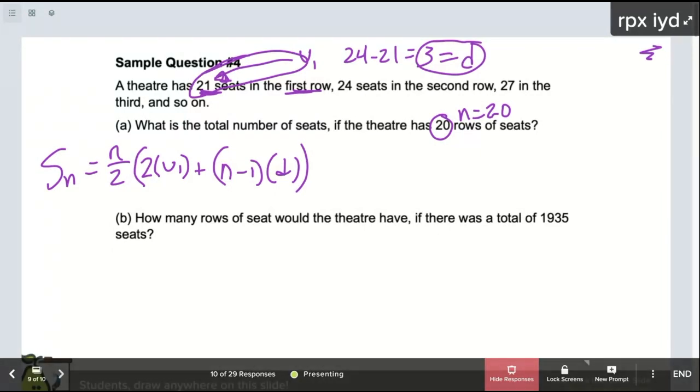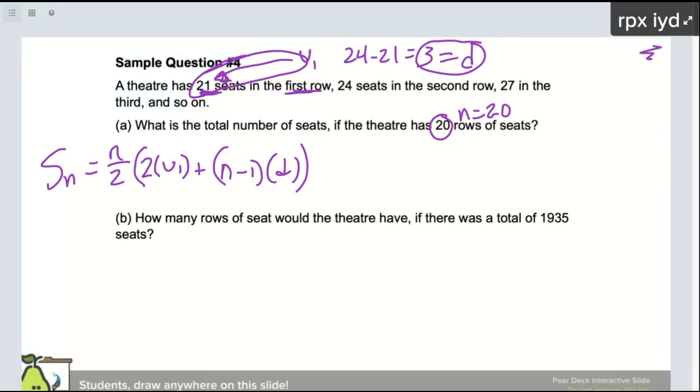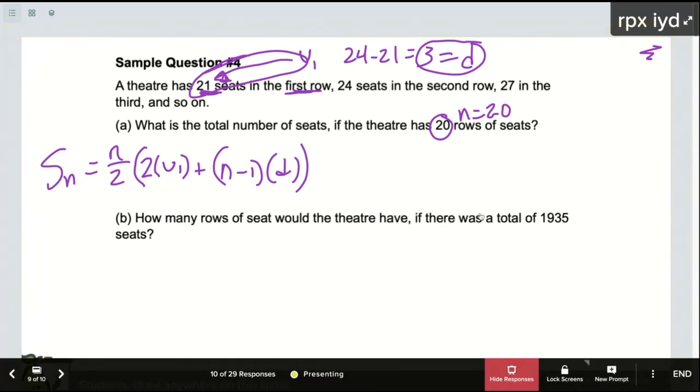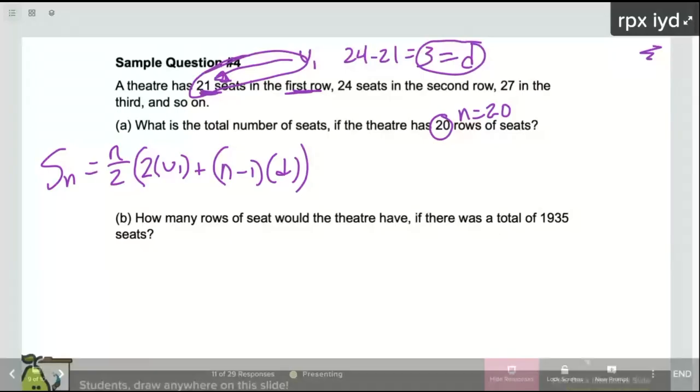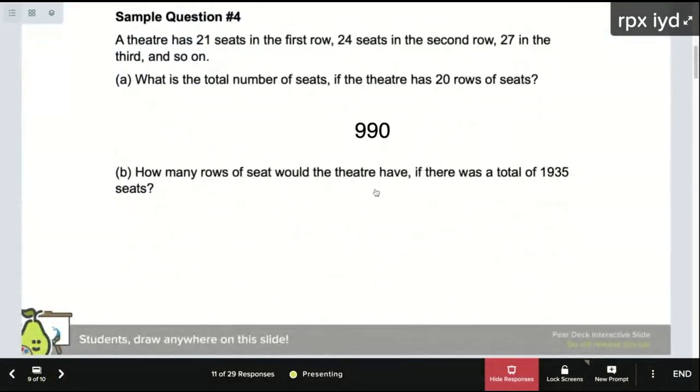So good question, Sarah. How do we know which formula to use? It's based upon what they give us. But you see in this question, we're given every single variable. We're given U1, we're given N, we're given D. So we use that one. Let's see. 990 is correct. That's the answer.